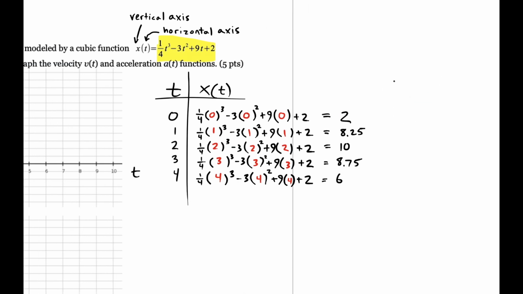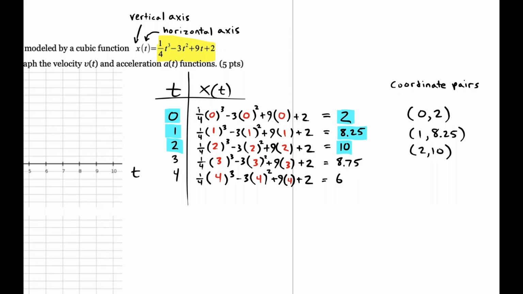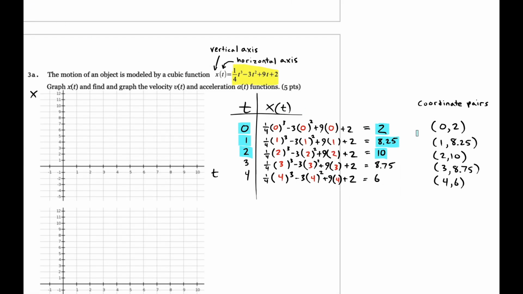Okay, so these can be put into coordinate pairs that we can plot. I mean that the t of 0 would be paired together with an x of 2 to make the coordinate pair 0, 2. And then we'll have 1 paired with 8.25. We'll have 2 paired with 10. And so on. 4 goes with 6. Let's plot this one. That's going to be the vertical intercept.